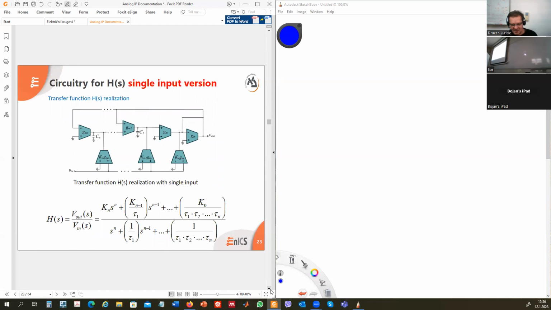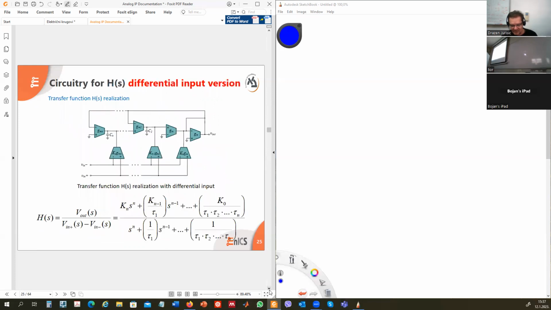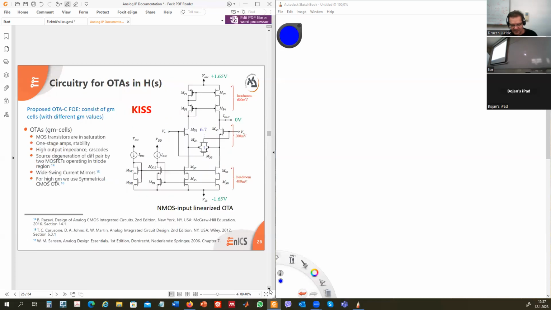And this is the single input version and the floating version, and this is the differential input version. This here is the OTA, which we designed. It is designed using the KISS approach. That means keep it simple, stupid.